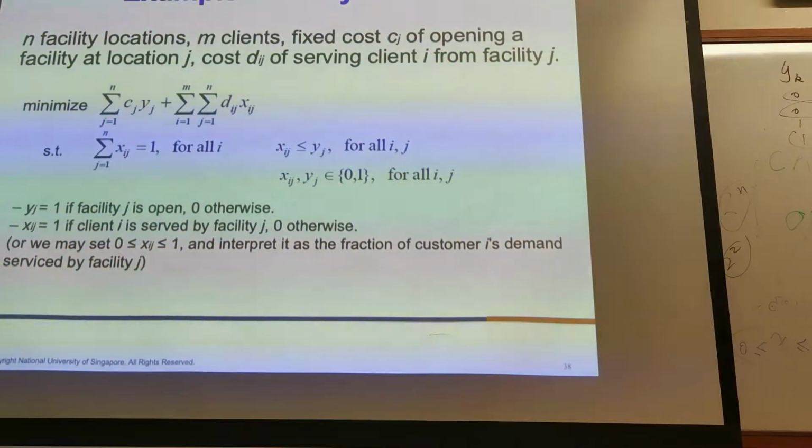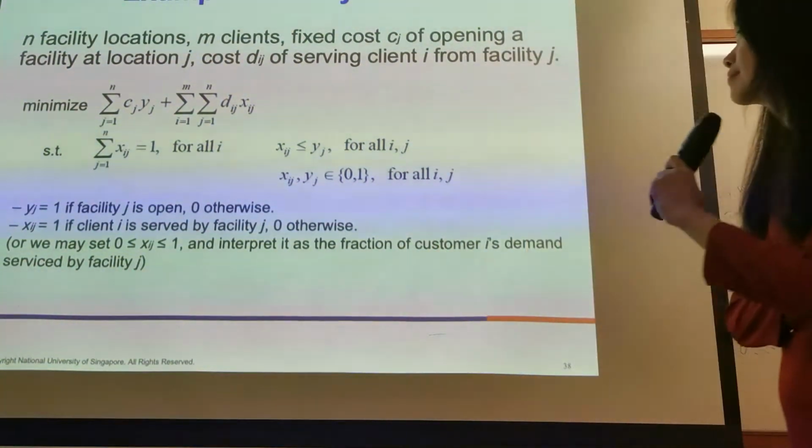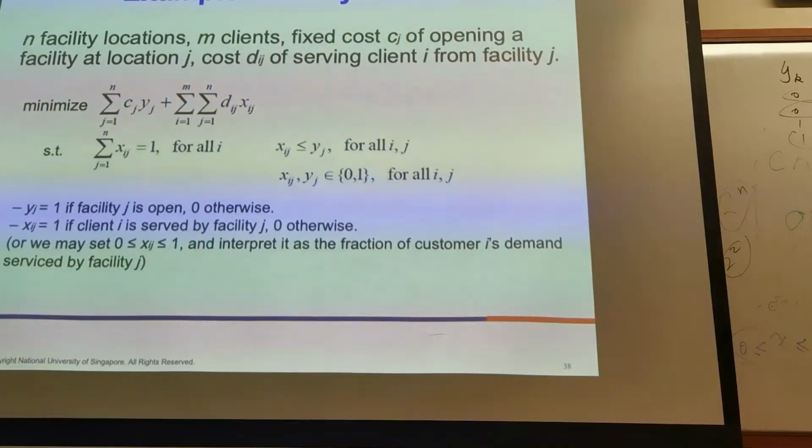Like if we say x is a decision variable of the travel distance, then what does this mean? Think about those constraints. If x_ij is 1, it means this client i is served by facility j.